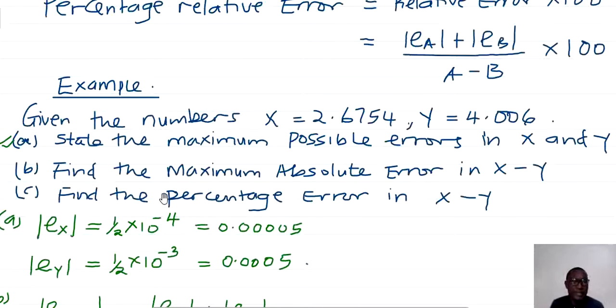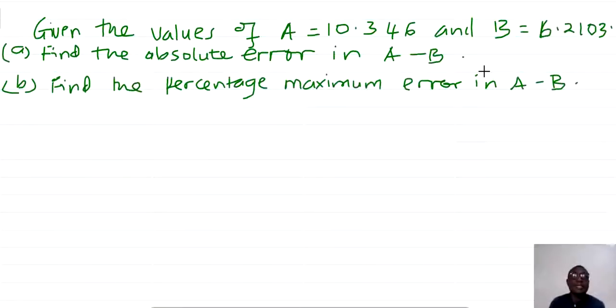Now we need you to practice this knowledge. Given the values of A, which are this, and B, that, find the absolute error in A minus B. Find the percentage error in A minus B. So this is what we have to go and try out.